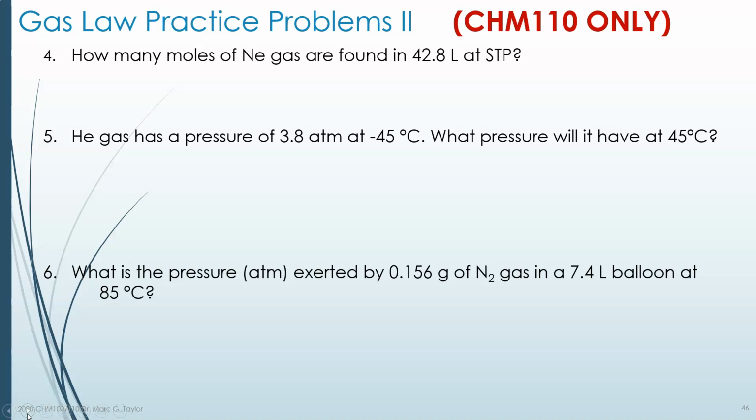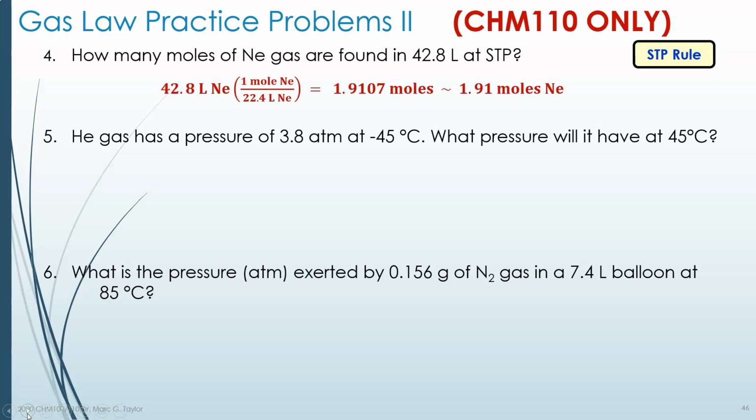So let's look at the second page of practice problems. Number 4. How many moles of neon gas are found in 42.8 liters at STP? So this is clearly an STP rule question. We know the conversion factor for STP, at least STP in the United States, uses 1 mole of any gas is equal to 22.4 liters of volume at standard temperature and pressure. That is 0 degrees C, otherwise known as 273.15 degrees Kelvin, and 1 atmosphere of pressure. So that's a simple conversion.